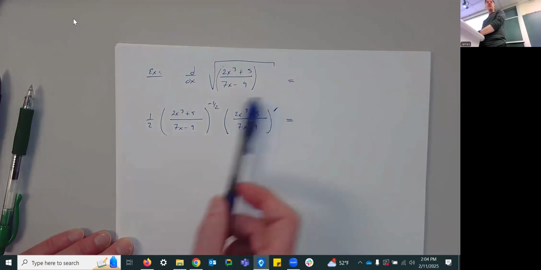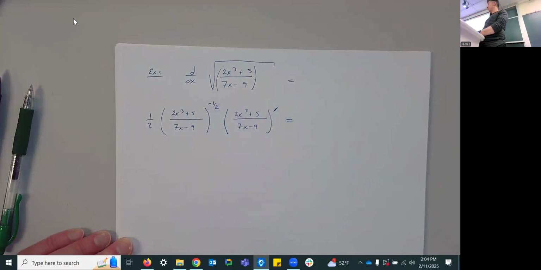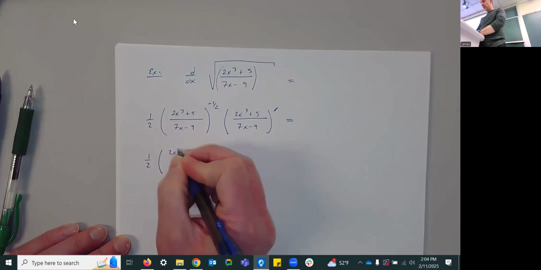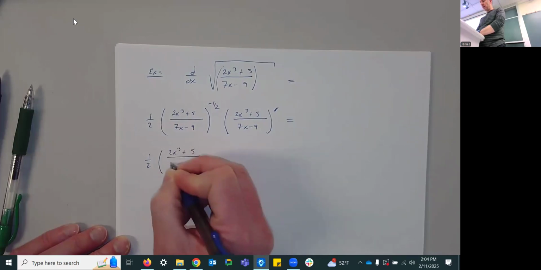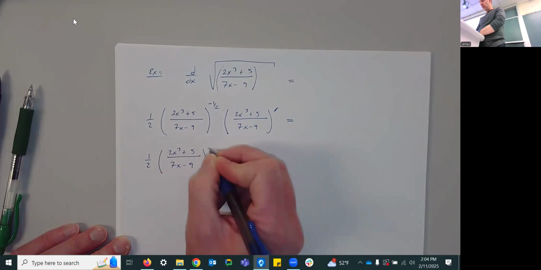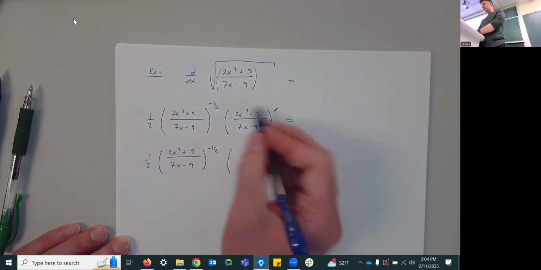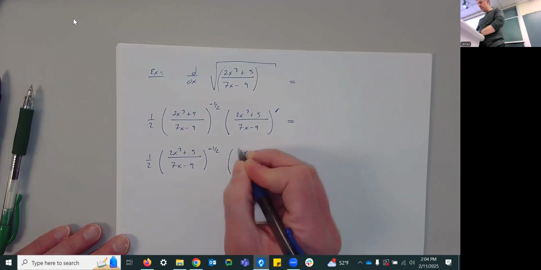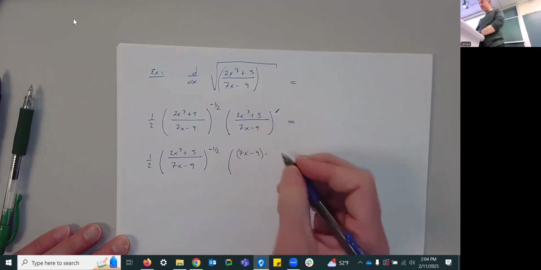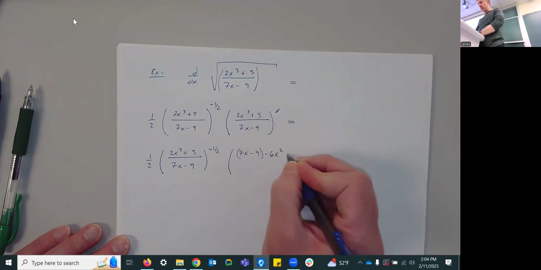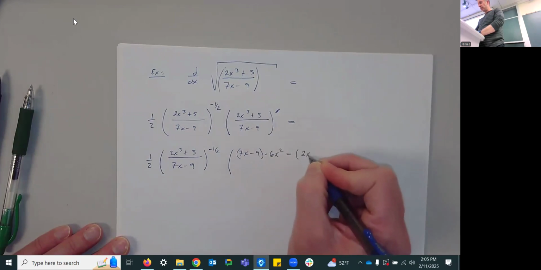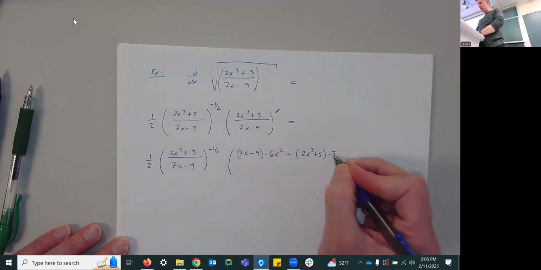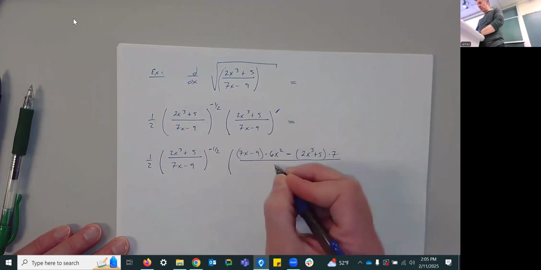We still have to take that derivative using the quotient rule. So we're going to get 1/2 times all this stuff, 2x cubed plus 5 over 7x minus 9 to the negative 1/2 power, times the derivative of this using the quotient rule. All right, it's the bottom times the derivative of the top, which is 6x squared, minus the top, 2x cubed plus 5, times the derivative of the bottom, which is 7, all divided by the denominator squared.